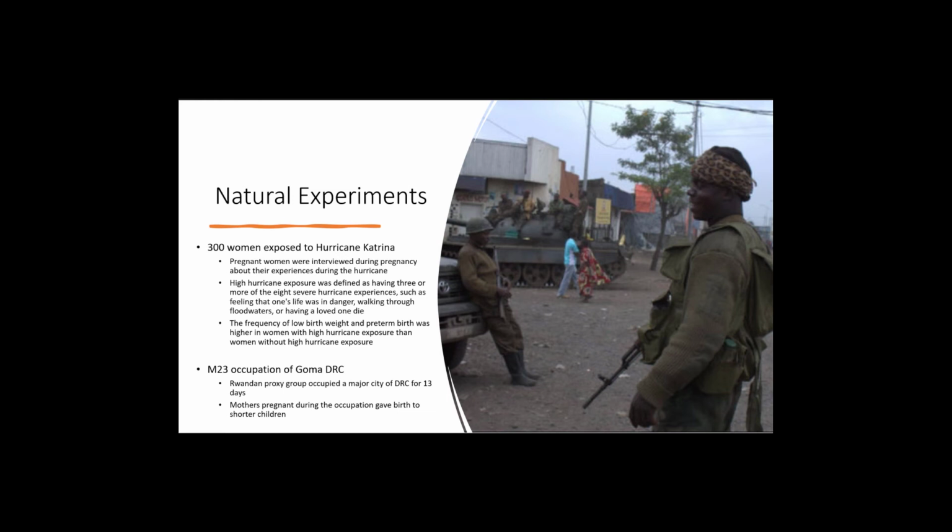And next, I want to look at the M23 occupation of Goma, DRC. Rwanda proxy groups occupied a city of the Democratic Republic of the Congo for 13 days. Just kind of highlighting my study, please. And what I found was that mothers pregnant during the occupation gave birth to shorter children.